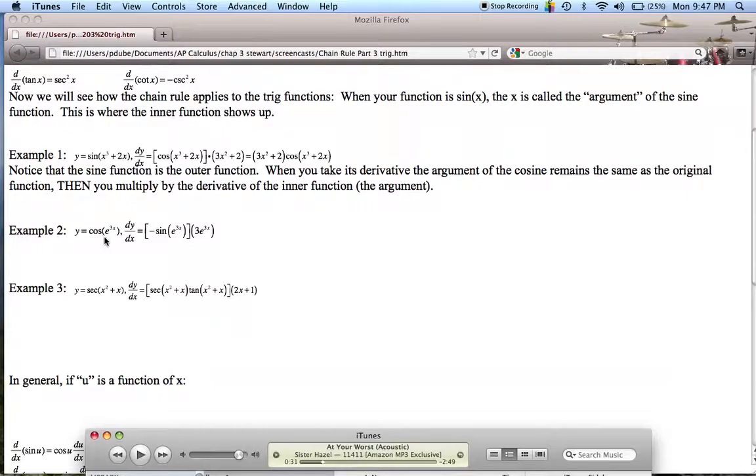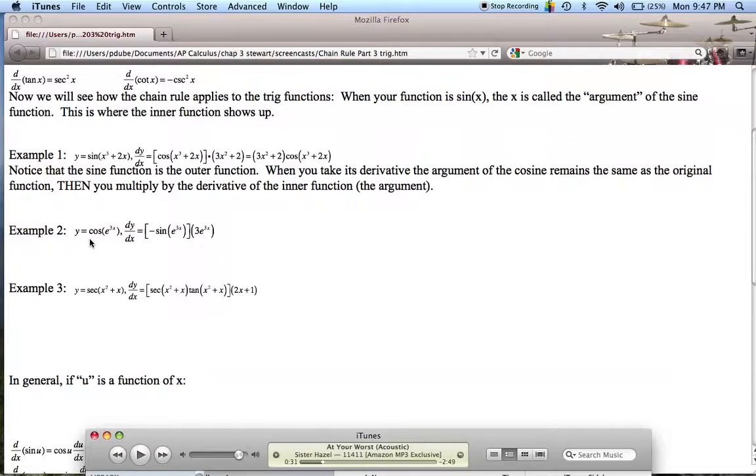Example 2. If y is the cosine of e to the 3x, we get a couple things going on. We get a cosine, we get an exponential, and that exponential has a power that's not just x. Well, the derivative of cosine is negative sine. You keep the e to the 3x the same. Then you look at the e to the 3x and say, what's the derivative of e to the 3x? It's going to be e to the 3x times the derivative of the exponent, which is 3. So that one actually had two inner functions. The 3x was the inner function of the exponential, and the exponential was the inner function of the cosine.